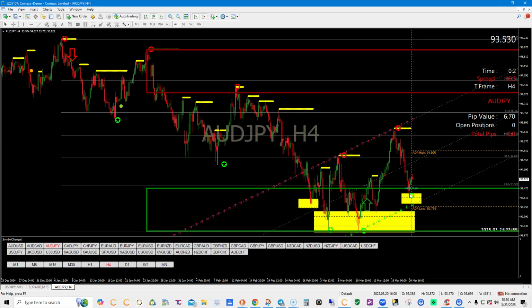So I'm expecting this one, the AUD JPY, to possibly come and play around maybe in this area a little bit more, pull back and then explode to the upside. And again, it could stop at this 38.2 Fibonacci level and then head on up to the 50% retracement.